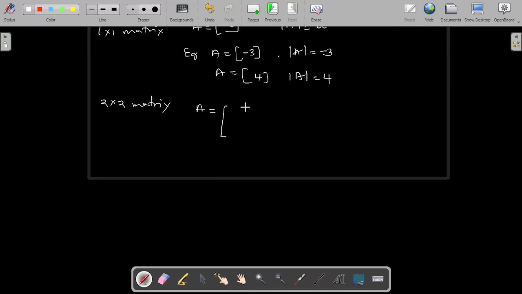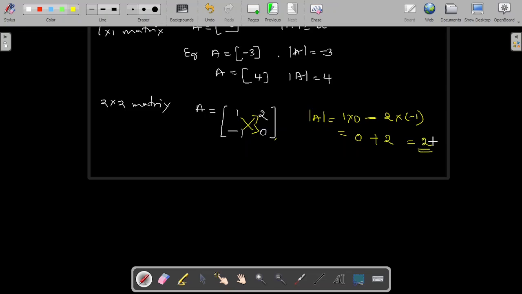Suppose A equals the matrix 1, 2, minus 1 and 0. So the cross multiplication method: 1 into 0, and this value. So the determinant of A equals 1 into 0 minus, this minus is fixed, always there, then 2 into minus 1. So 1 into 0 is 0, minus 2 into minus 1, minus of minus is plus, so it is plus 2. This is how we calculate the determinant for a 2 by 2 matrix.